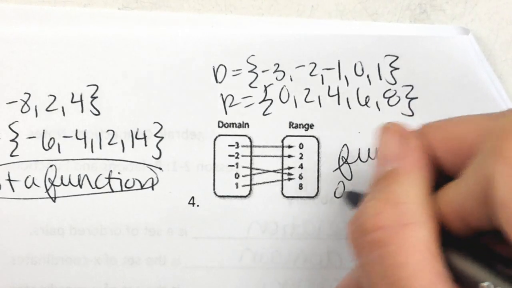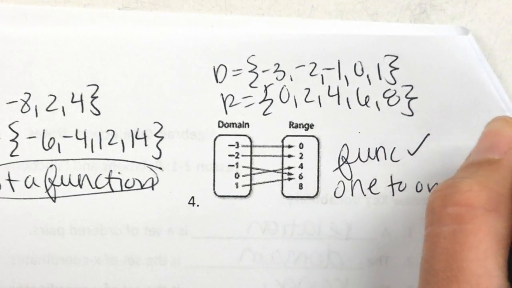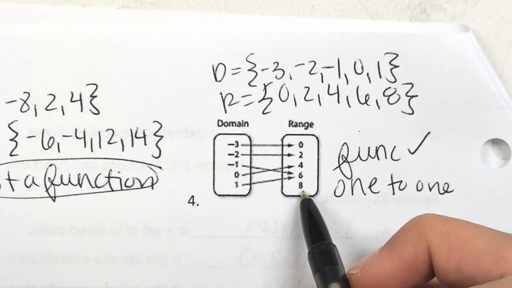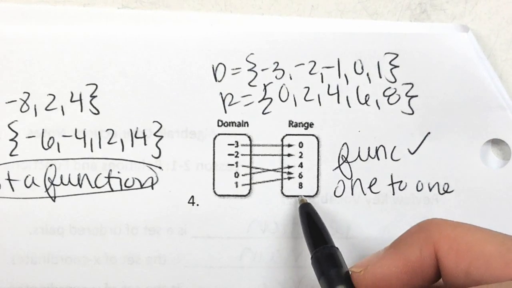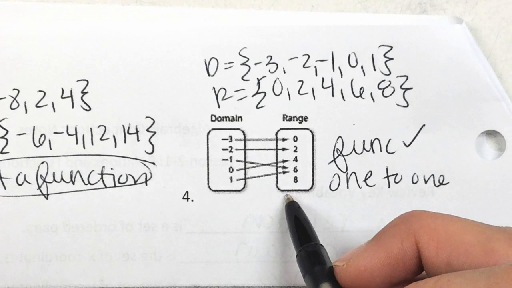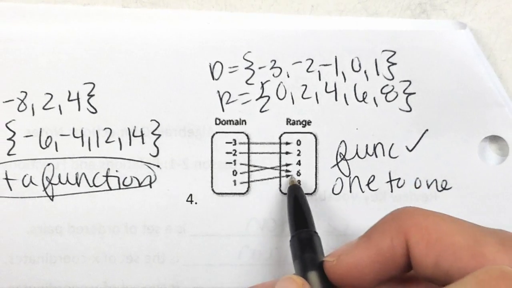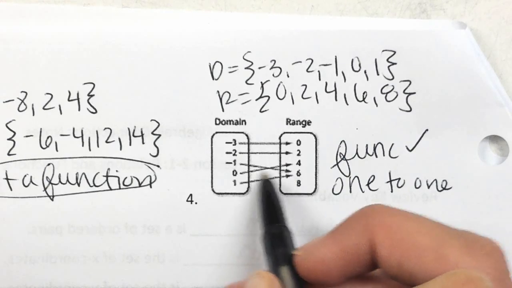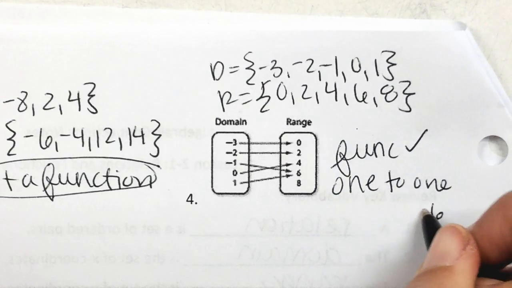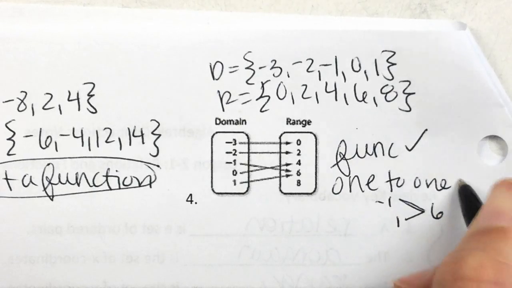Alright, now for 1-to-1, is it? You look at the y values. Is there any two lines coming out of one of the y values? Yes, there's two lines coming from what? 6, right? 6 is going to which two values? -1 and 1. So 6 is going to -1 and 1, so it's not 1-to-1.